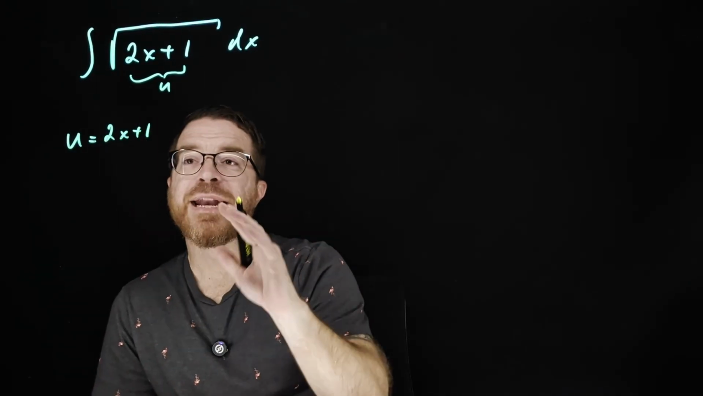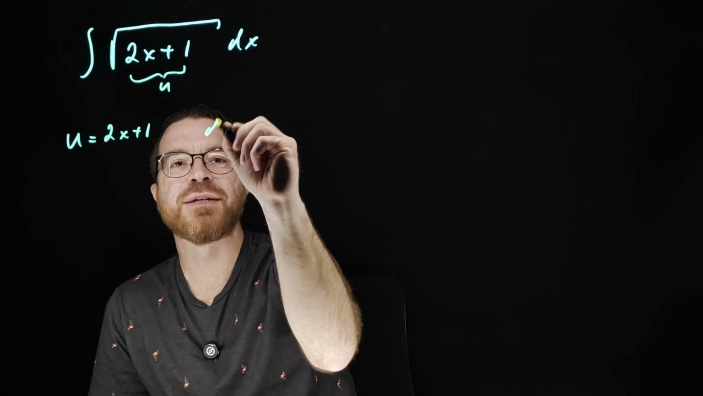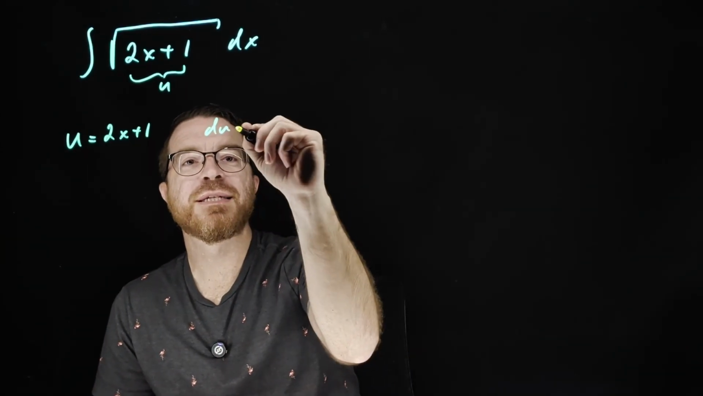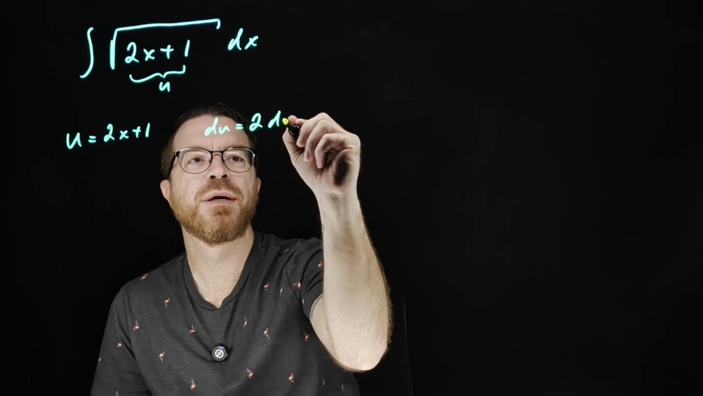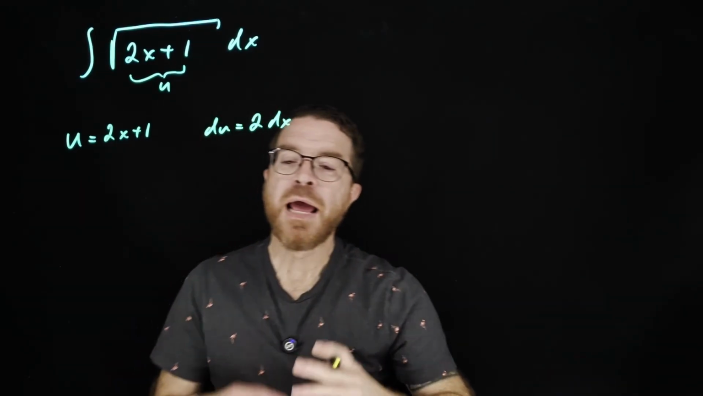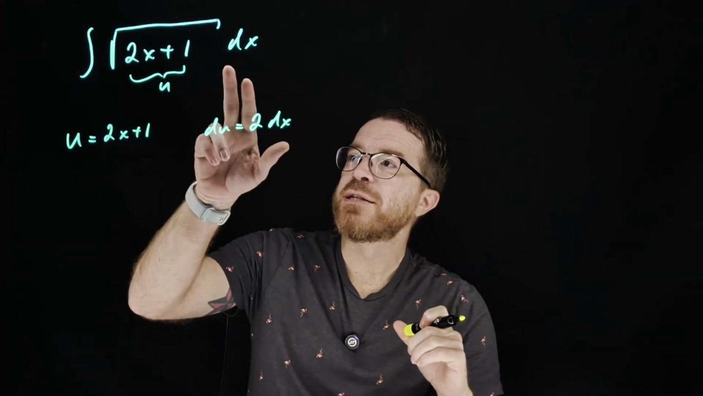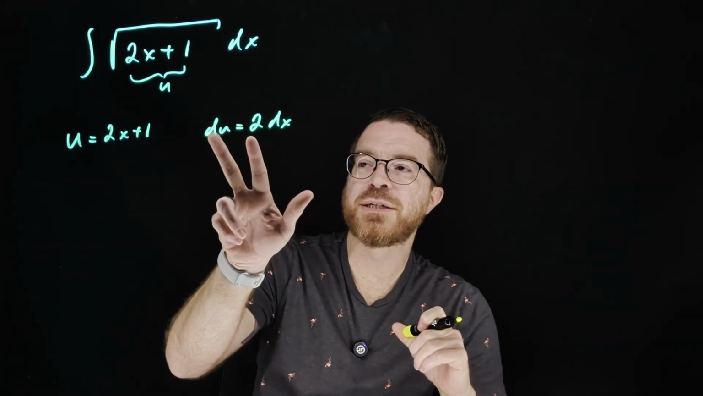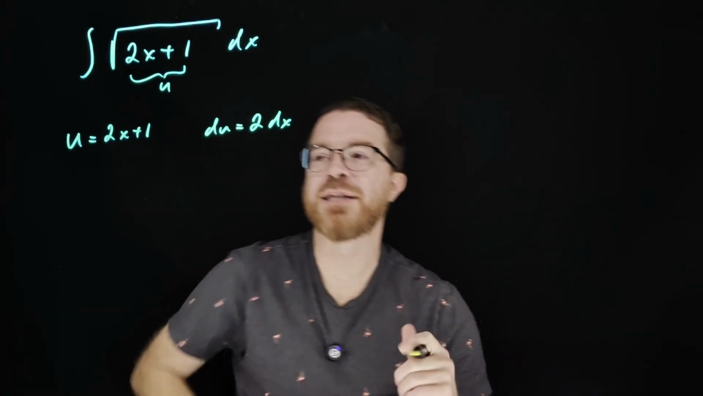Based on that, if we look at our du, we take the derivative of this and get that du is equal to 2 dx. Now what we need to do is figure out what would make this dx go away based on this. So we're just going to divide both sides by 2.